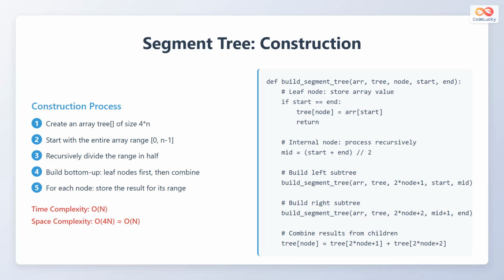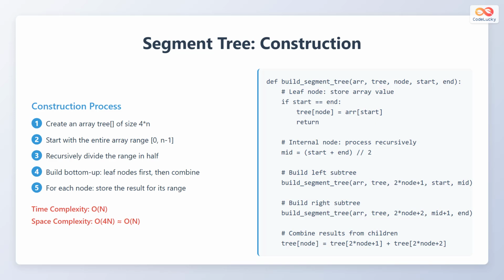Now let's discuss the construction process of a segment tree. The first step is to create an array called tree, of size 4 times n, where n is the size of the input array. The second step is to start with the entire array range, from index 0 to n-1. Recursively divide the range into half. Build the tree bottom up, starting with the leaf nodes first, and then combining them to construct the upper levels. For each node, store the result of the operation, such as sum, minimum, or maximum, for its corresponding range.